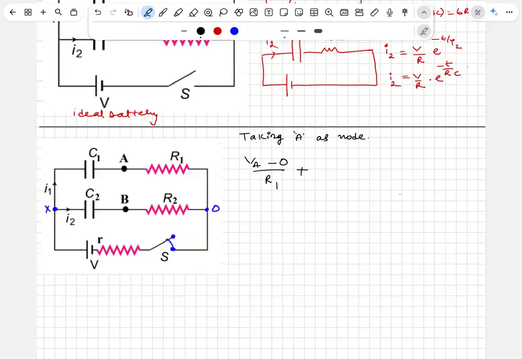So I can't apply. No, I want, this is current. So how to apply? First of all, CV is charge, of course. C dV by dt is current. So therefore, here you should apply C1 d by dt of (VA minus X) is equal to 0.